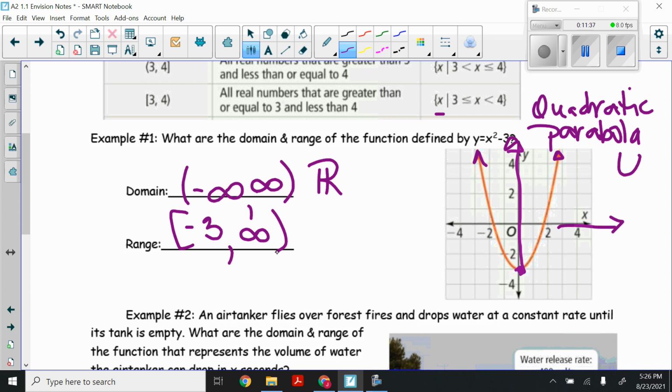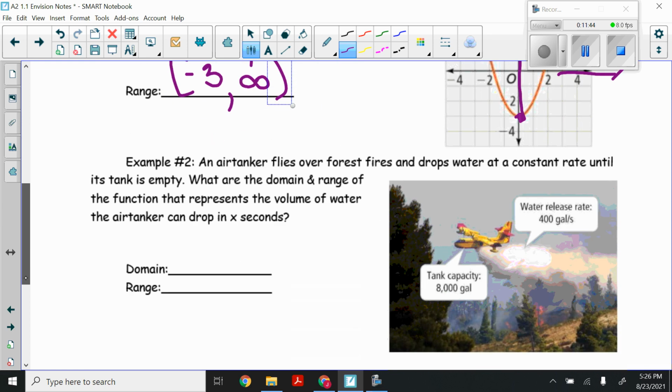You always start with the lowest number and then end with the highest number. Domain are x's, range are y's. So now example number 2.